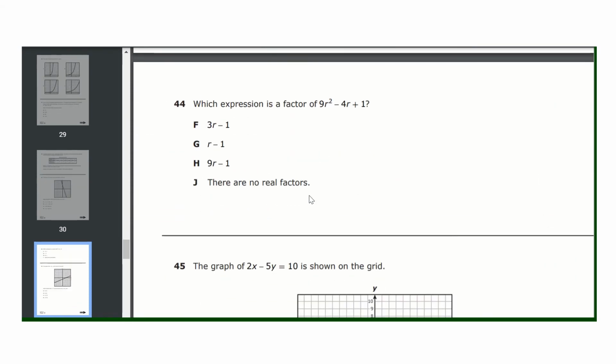Number 44. Which expression is a factor of 9r squared minus 4r plus 1? F, 3r minus 1. G, r minus 1. H, 9r minus 1. Or J, there are no real factors.